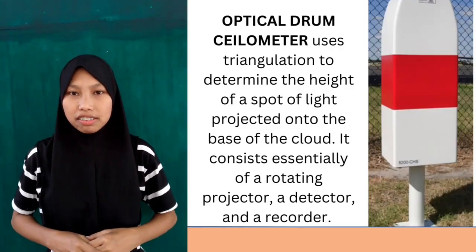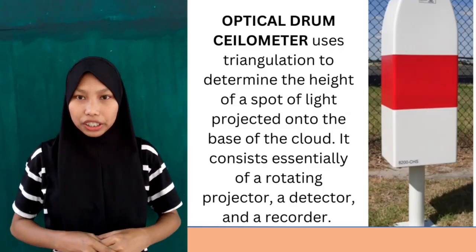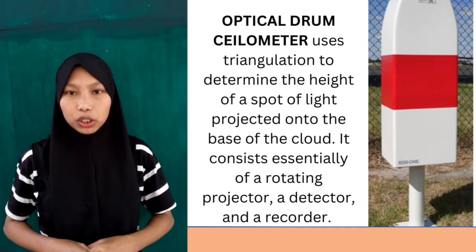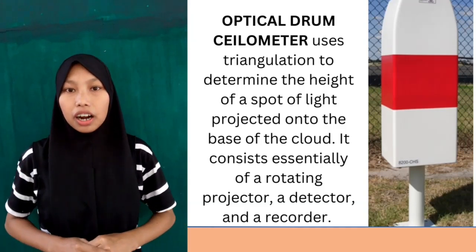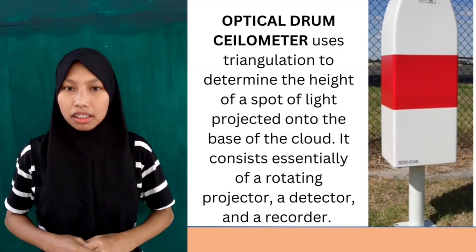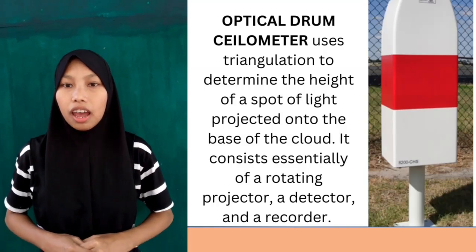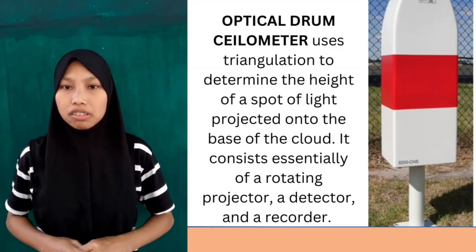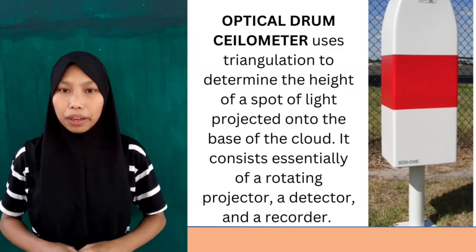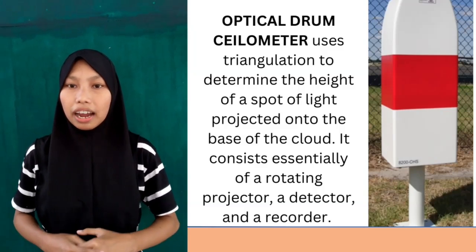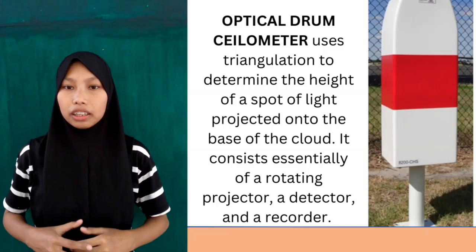Another variation is the optical drum ceilometer. It uses triangulation to determine cloud height. A rotating projector emits light at varying angles, and a fixed detector measures the return from the cloud base. By calculating the angle, the ceilometer can determine the cloud's height.